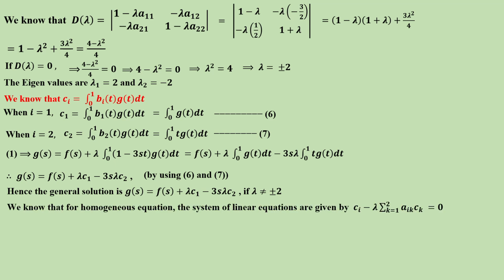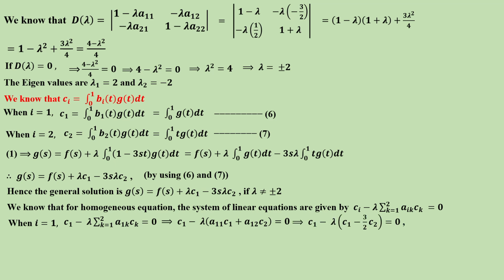We know that for the homogeneous equation, the system of linear equations is given by Ci minus lambda sigma k equal to 1 to 2 aik ck, which is equal to 0. When i is equal to 1, C1 minus lambda sigma k equal to 1 to 2 a1k ck equal to 0. Expanding the summation, we get a11 c1 plus a12 c2, which is equal to 0.